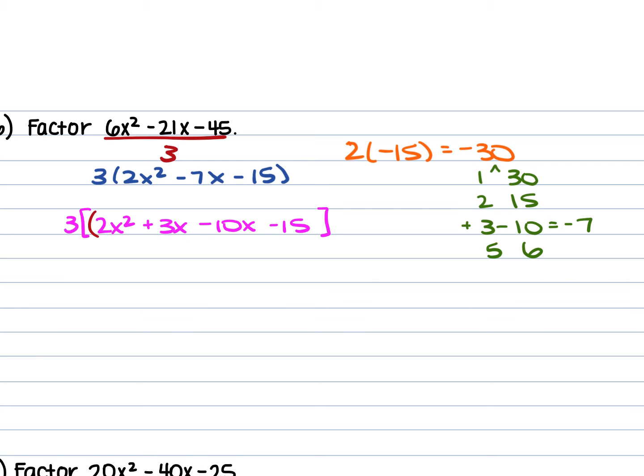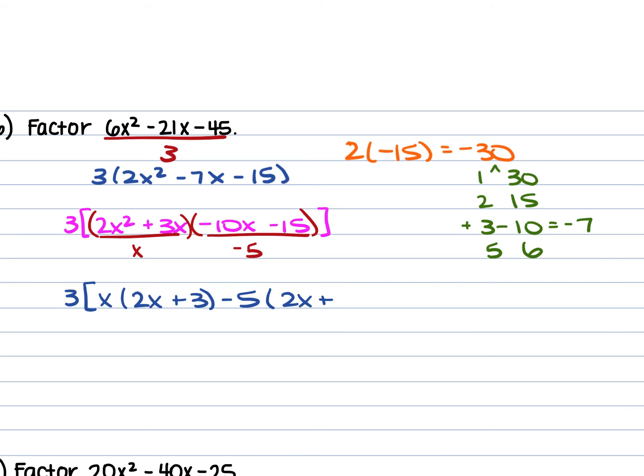We have 4 terms inside those brackets, so we're going to factor by grouping. The first set of parentheses, we factor out an x. Second set, we factor out a negative 5. So this becomes 3 times [x times (2x plus 3) minus 5 times (2x plus 3)]. Your two parentheses are identical to one another, so this becomes 3 times (2x plus 3) times (x minus 5).